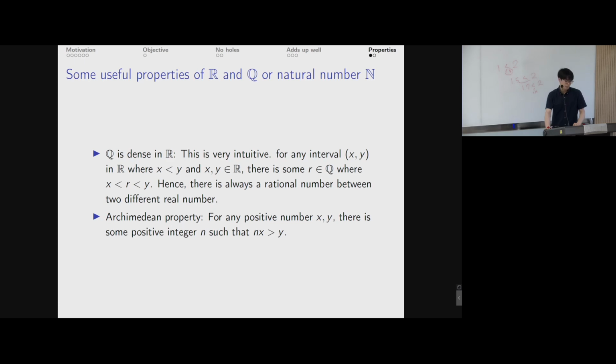So just remember that. The second very nice property is called the Archimedean property, which I wrote on the slide again: for any positive numbers x and y, there is some positive integer n such that nx is greater than y. It feels a bit complicated, although it's very intuitive. Basically it means that you can always find some very large natural number that's going to be bigger than some number.